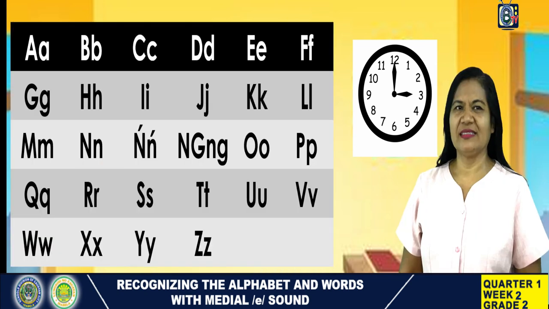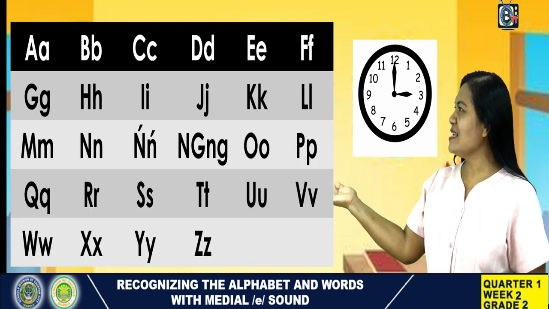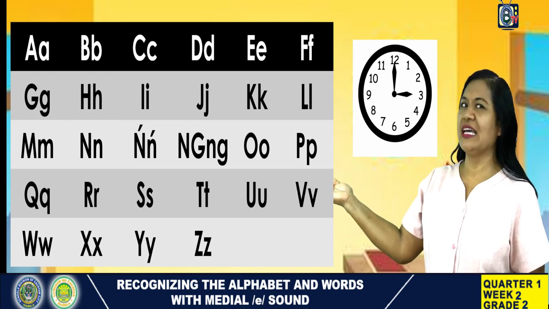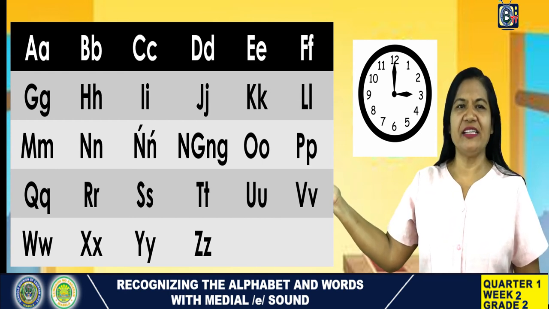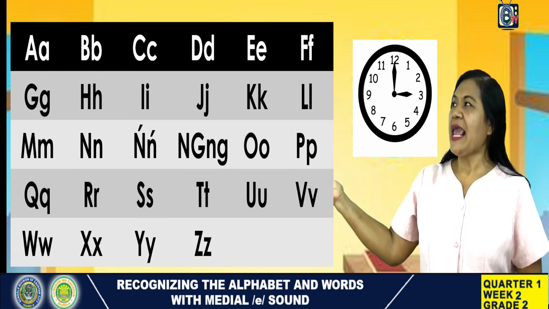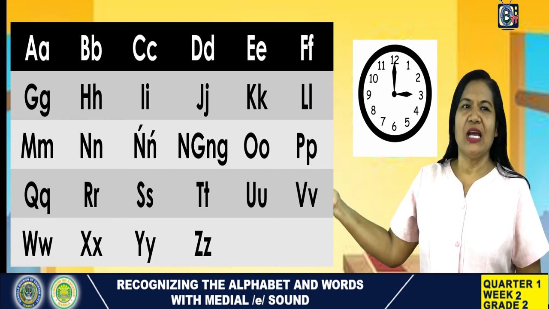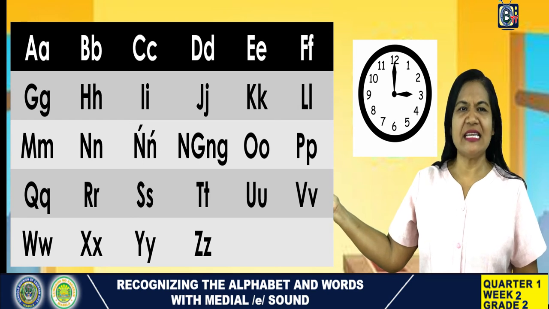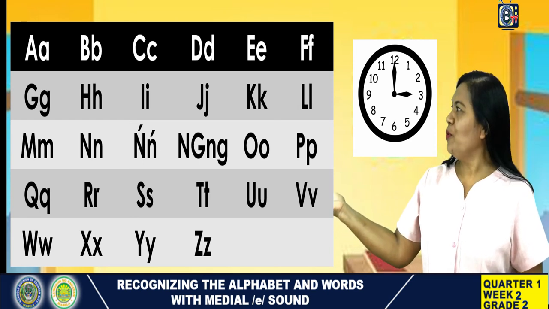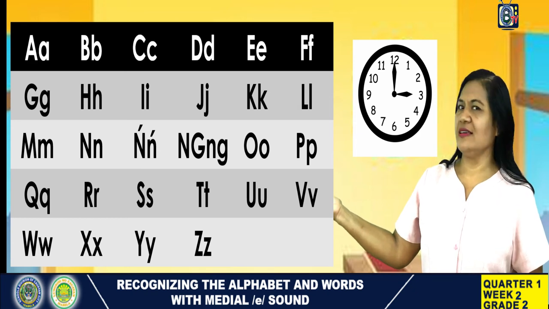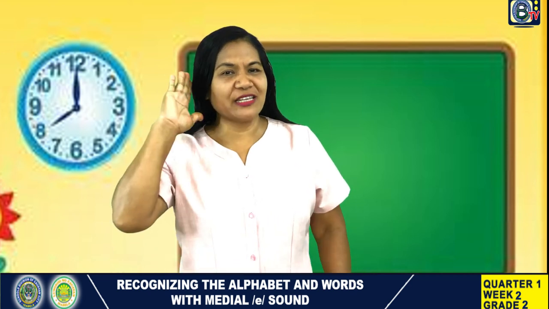Now, let's read what you have written. A, B, C, D, E, F, G, H, I, J, K, L, M, N, Ñ, Ng, O, P, Q, R, S, T, U, V, W, X, Y, Z. Excellent job, kids! Now you have mastered both the English and the Filipino alphabets. Are you still with me?